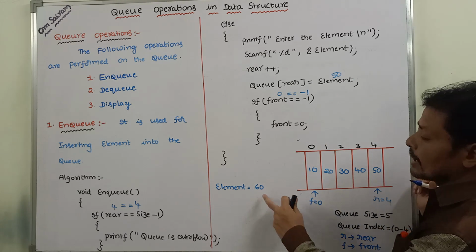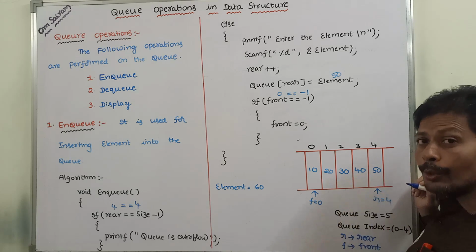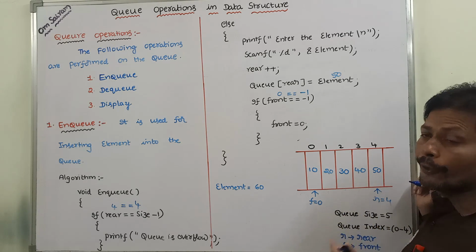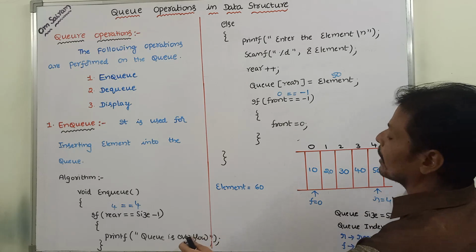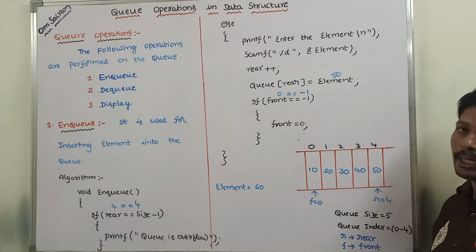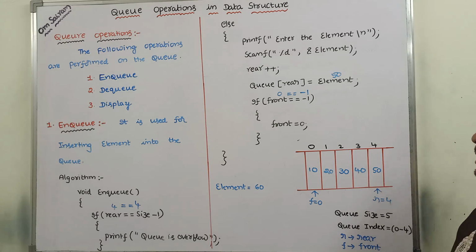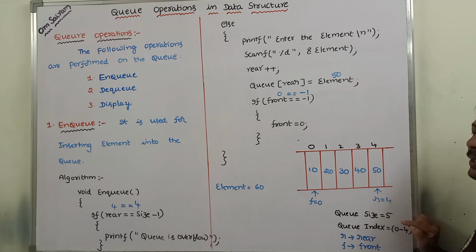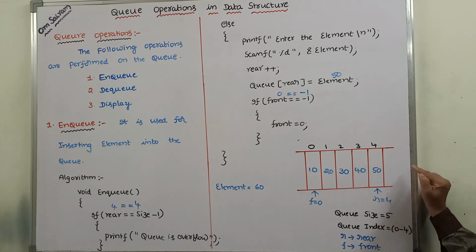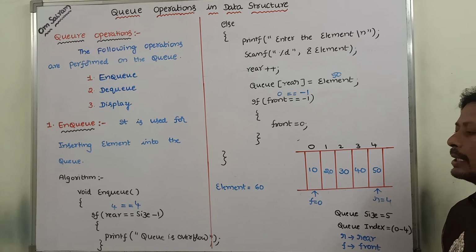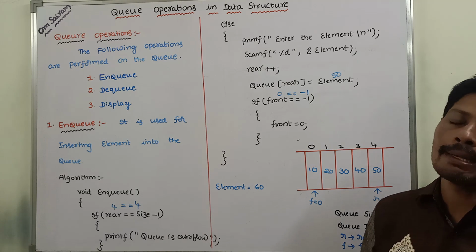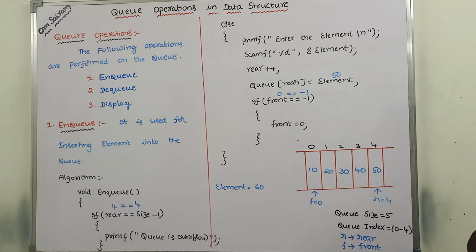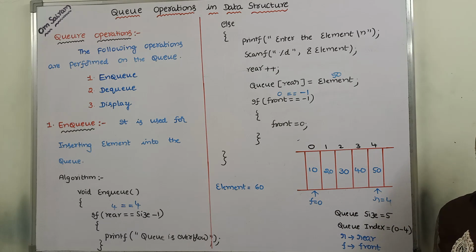Again, we want to insert one element into the queue. If the queue is already full at that time, the queue overflow condition occurs. So what is queue overflow? Queue size is 5. The queue is already filled with 5 elements, but now we want to insert one more element into the queue. At that time, queue overflow occurs. Next, we can go for the dequeue operation.